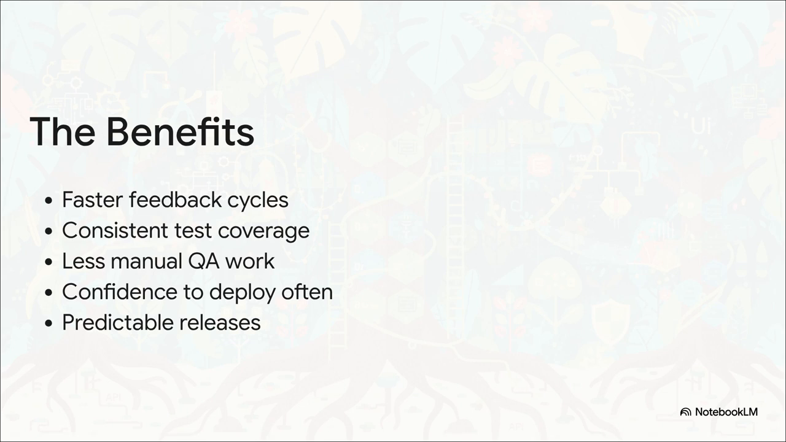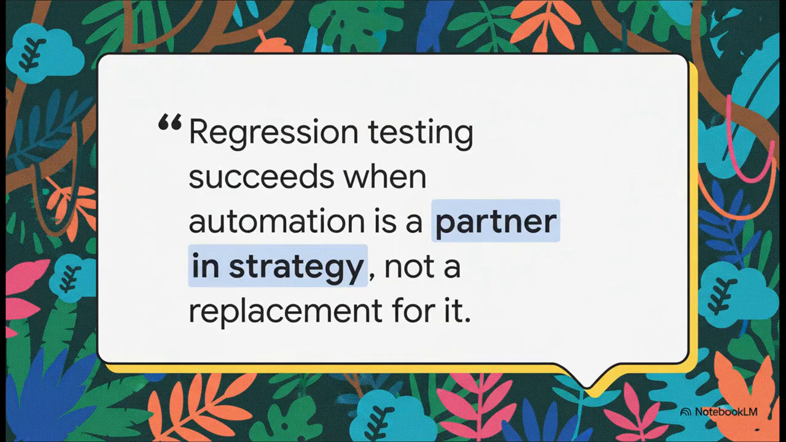You get much faster feedback cycles, you get consistent test coverage you can actually trust. Your team spends way less time on that soul-crushing manual QA work. And maybe most importantly, you gain the confidence to deploy more often. Releases stop being these big, stressful events and just become a predictable, almost boring process. And boring is good.